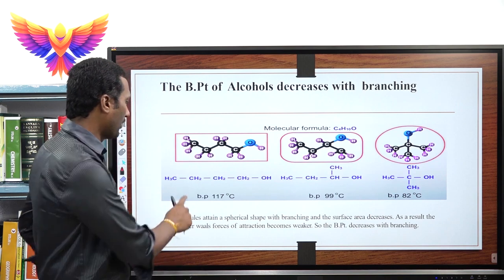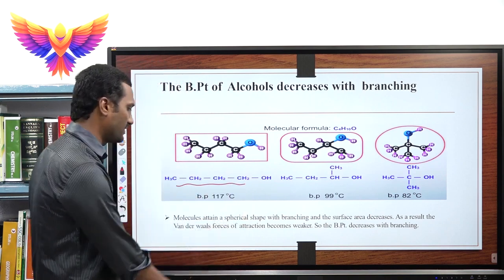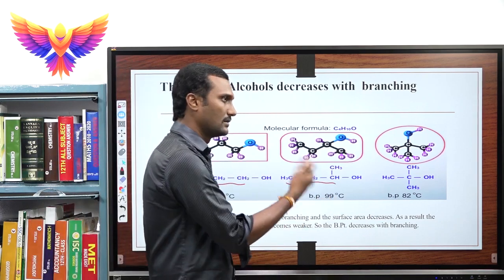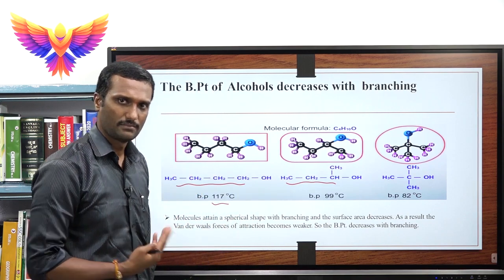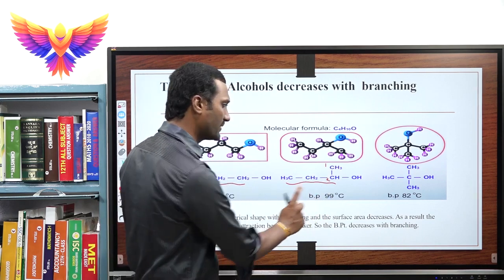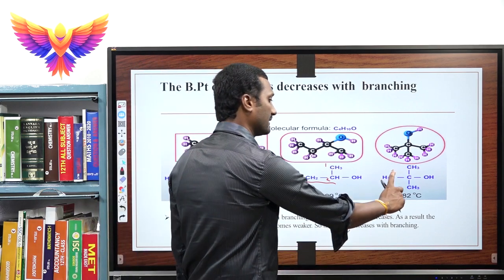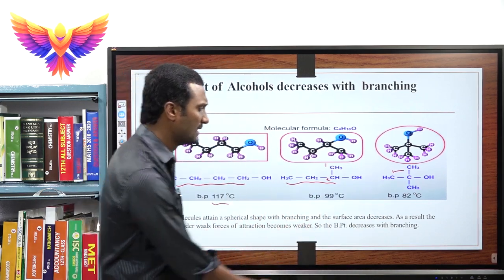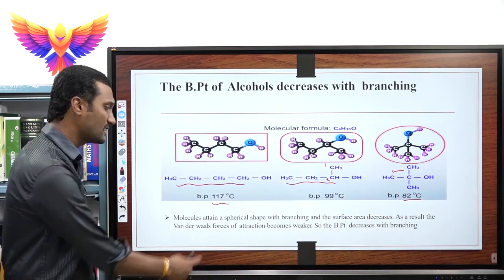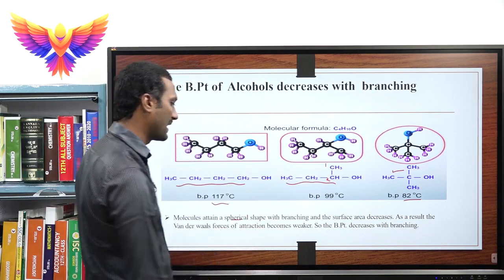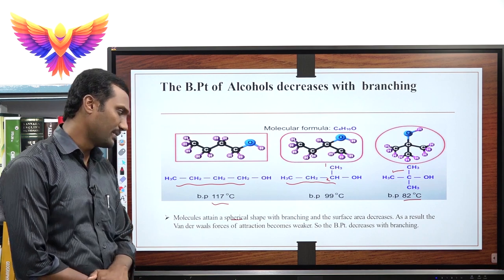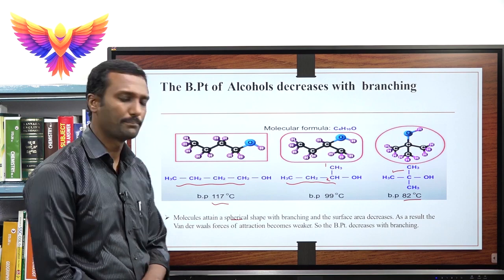Here you can observe I have taken 4 carbon atoms where the boiling point is 117 degrees Celsius. At the same time, with the same 4 carbon atoms, when I change it to a branched form, meaning isomerism, you can observe 1, 2, 3, 4, am I right? Then the boiling point has decreased compared to this one. If I branch it further, there is a further decrease in the boiling point. You can observe there is a difference. The molecule attains a spherical shape with branching and the surface area decreases. As a result, the van der Waals force of attraction becomes weaker, so the boiling point decreases with branching.